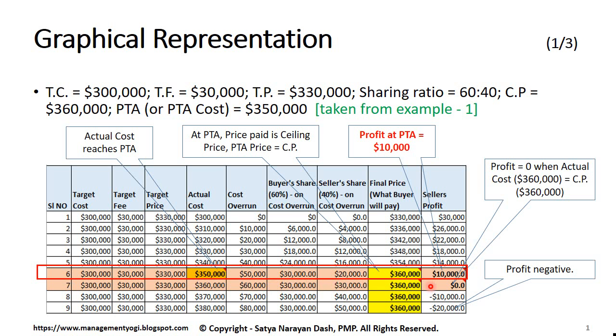So that happens beyond PTA, and the selling price will remain as it is because the buyer won't be paying anything extra beyond $360,000. Let us take another $10,000 overrun. In that case, $70,000 overrun. Now the buyer will be paying $30,000, but the seller will be paying $40,000. So here it becomes minus $10,000. Again, if you go further $10,000, the loss is starting now, it's minus $20,000. So at PTA there is some minimal profit. Beyond PTA the profit is turning negative, or the seller is actually getting into losses. So this is how the seller profit is coming.